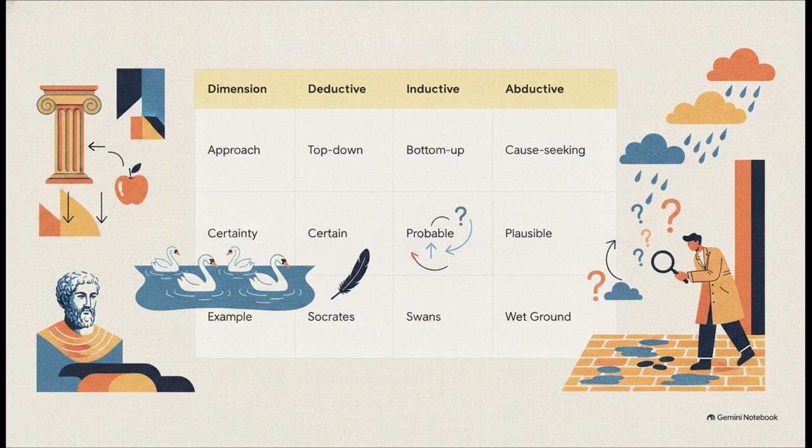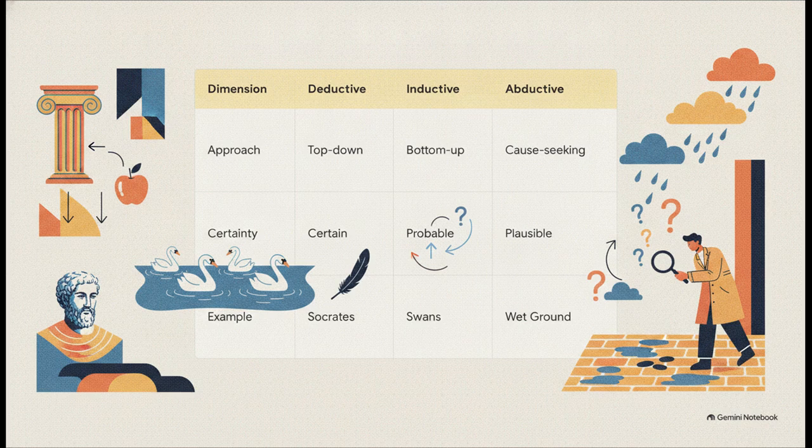Look at the examples we've laid out. For deductive, we see the classic: all humans are mortal, Socrates is human, therefore Socrates is mortal. Boom, it's certain. For inductive, it's more like: every swan observed so far is white, therefore all swans are white. It's highly probable, sure, but a single black swan could totally invalidate it.